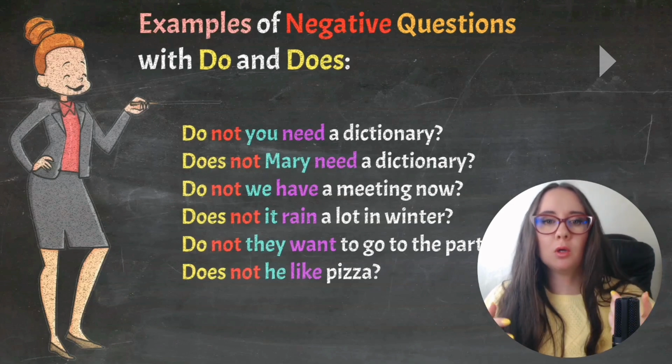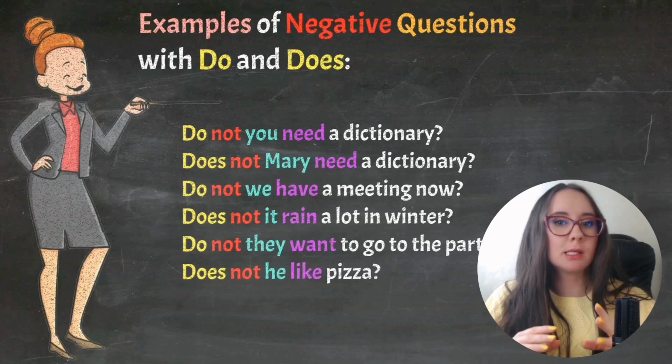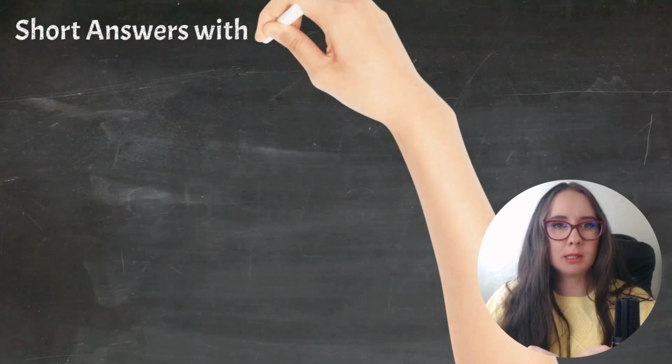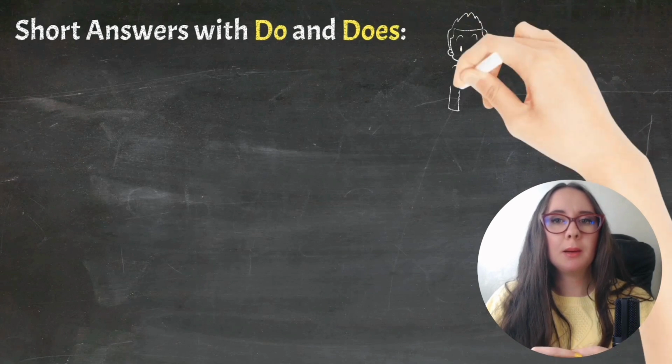Okay. You can also write your own negative questions, like 10 examples, right now. Make some break for practice. And we continue to talk about rules.